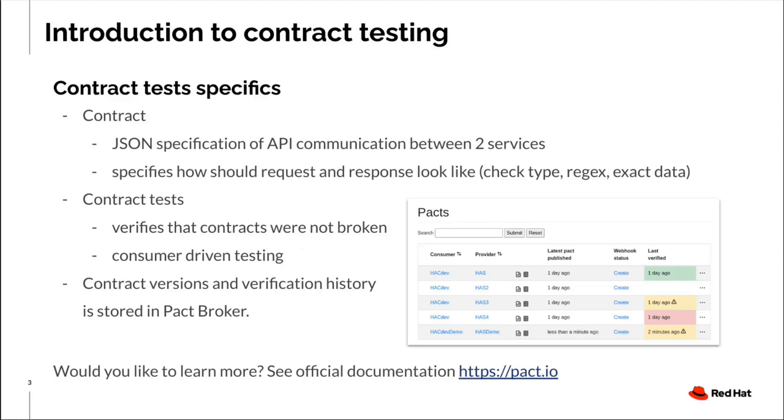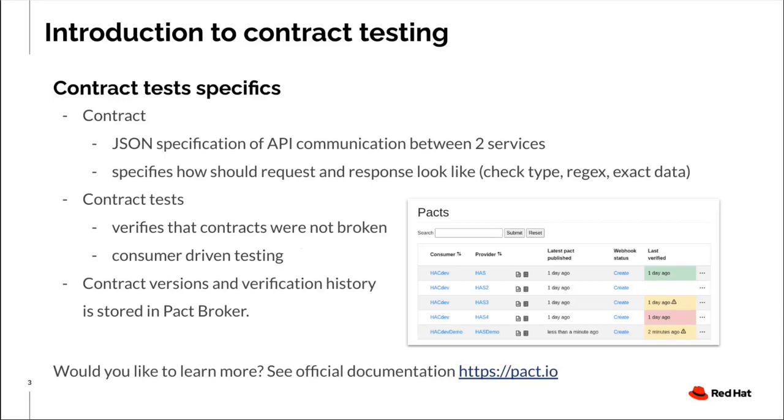So let's start with understanding how contract tests work. First, we need to understand what the contract means. In terms of contract testing, it is a JSON file that describes a communication between two services. Contract specifies how the request and response should look. It allows testers to verify if some item has the correct type, if it matches regex, or even if it has expected value.